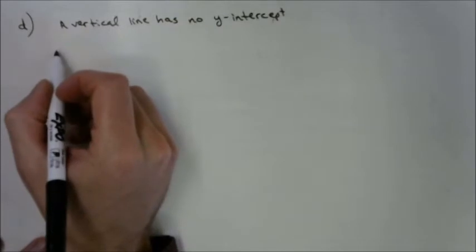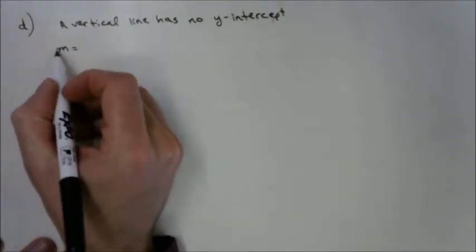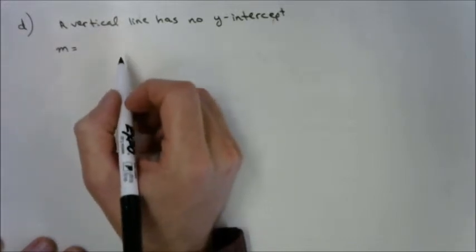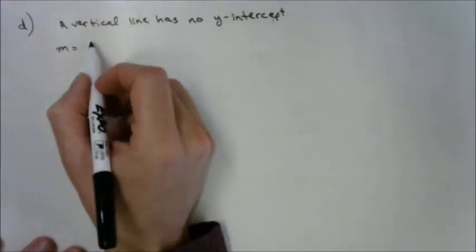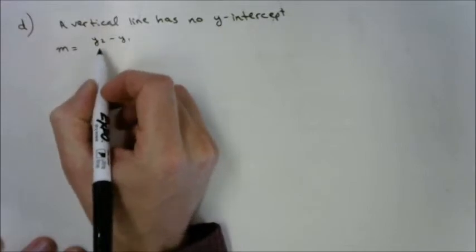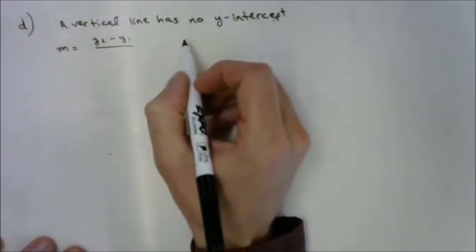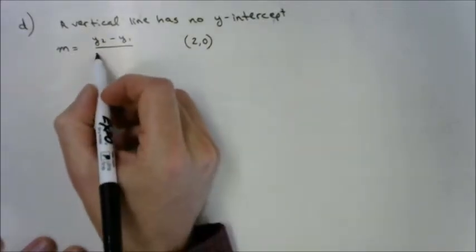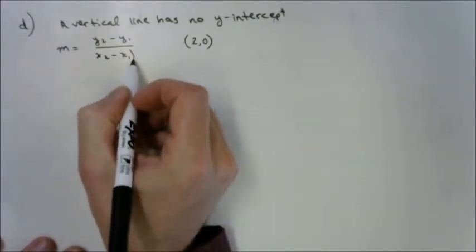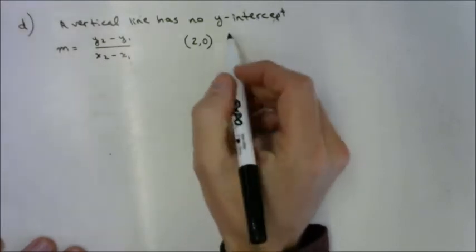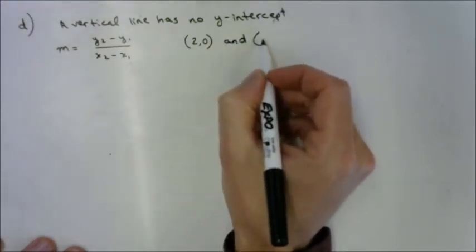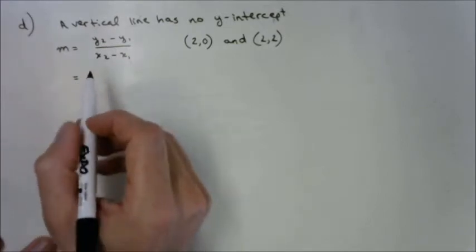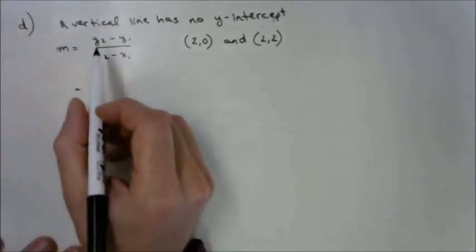Well, let's try to calculate our slope. Let's see what happens here. So we need 2 points. Just give me 2 points that are on the graph. 2, 0 is on it, and 2, 2 is on it. Do we know what's going to happen? We're not going to be able to solve it.